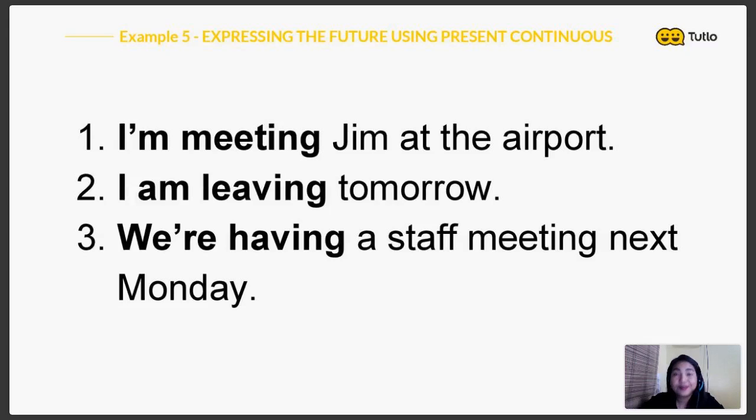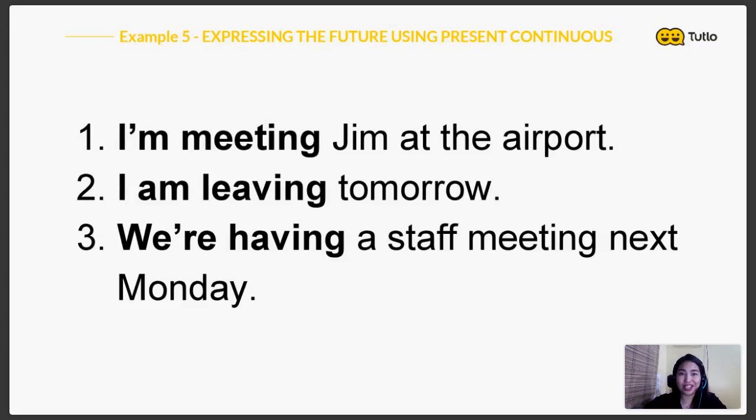What does this mean? It means that Jim and I have discussed this. I know it, Jim knows it. So there has been a plan and it has already been organized. Number two, I am leaving tomorrow. It means I have already bought my plane ticket, I have packed my bags, I'm ready to go, and I have organized everything. I've fixed everything.